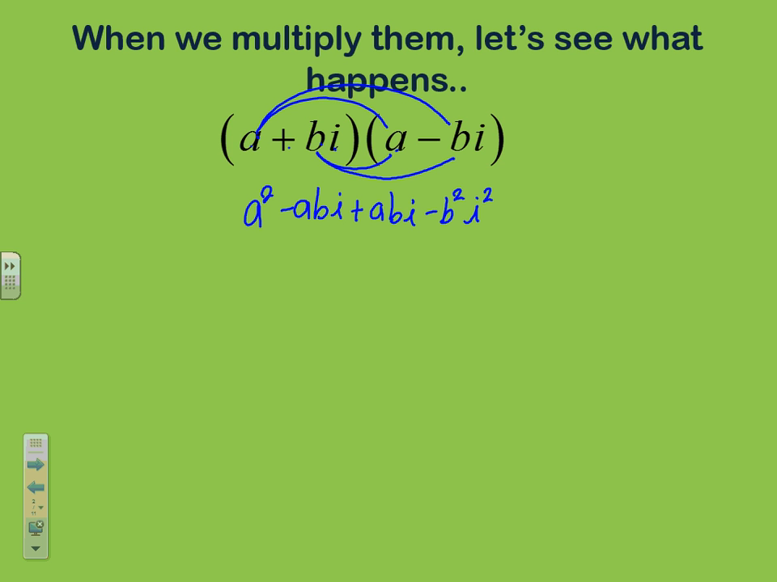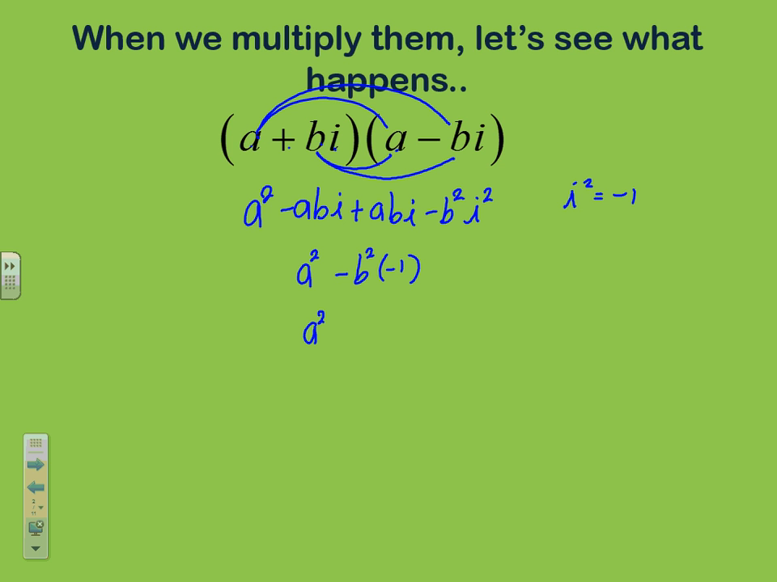So in the middle, you can see the like terms. I have an abi, one's positive, one's negative. Those two are going to wind up canceling each other out, and I'll have an a squared minus b squared i squared. And keep in mind from previous lessons, i squared is really just negative 1. So I'm going to replace i squared with negative 1 here, and I'm going to be left with a squared.